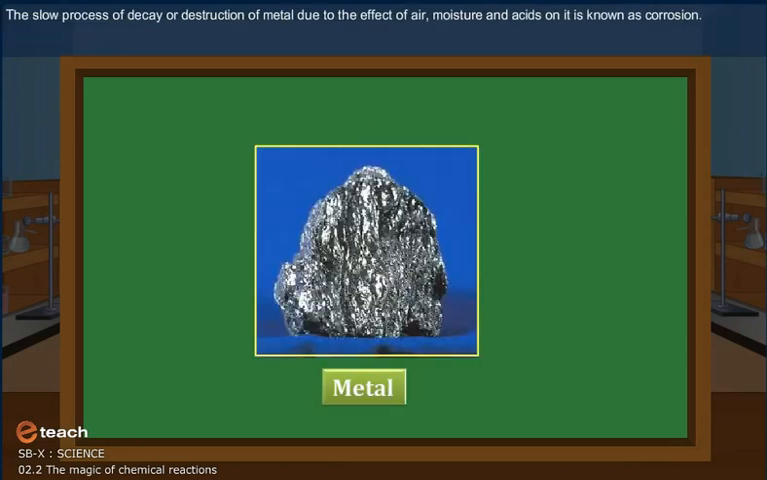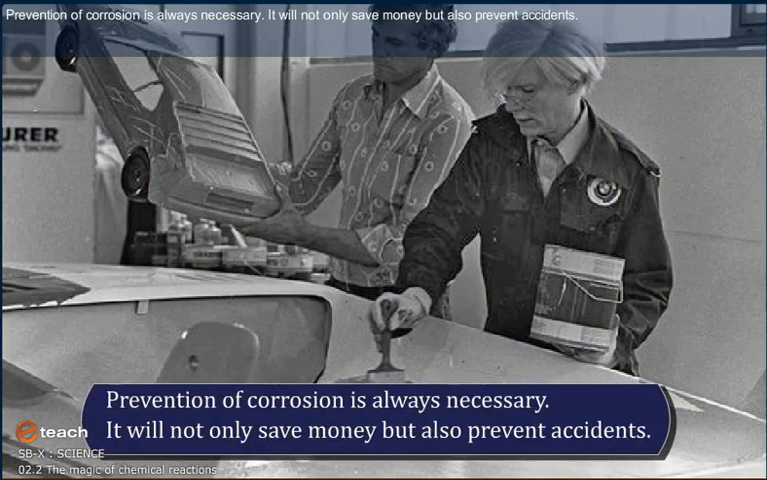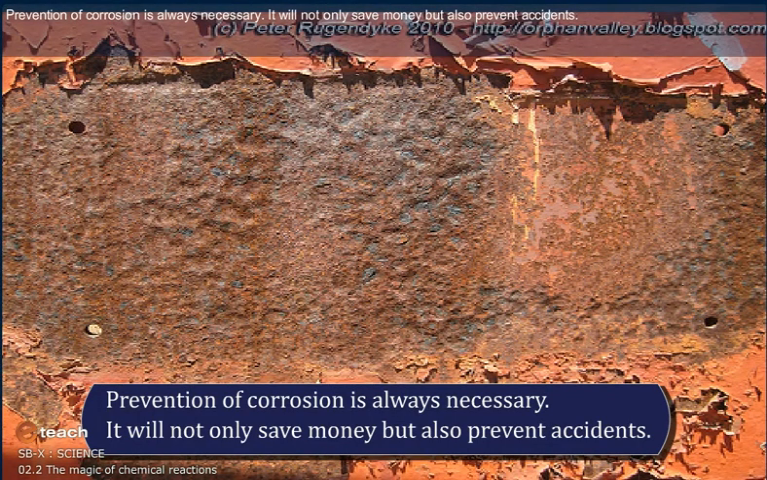The slow process of decay or destruction of metal due to the effect of air, moisture and acids on it is known as corrosion. Prevention of corrosion is always necessary. It will not only save money but also prevent accidents.